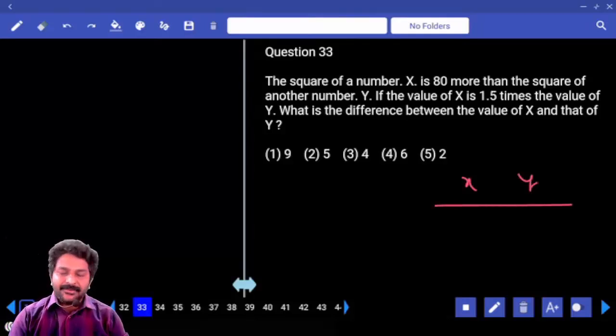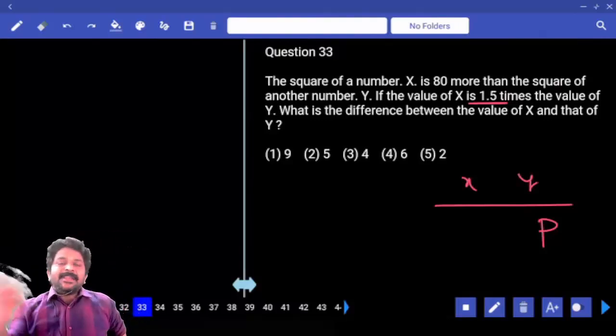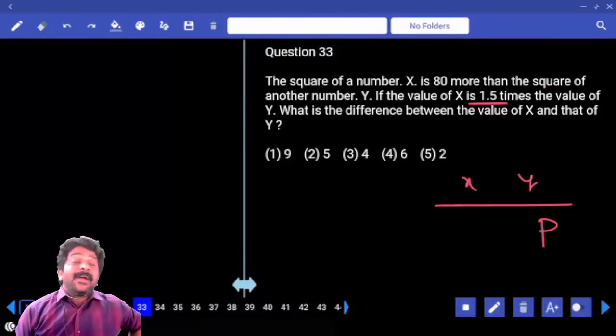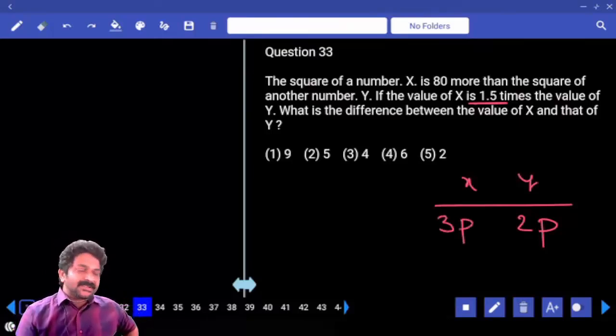Usually, if you don't know the number, you'll start with 1 part or x, something like that. But here a comparison is given. How many times did they say? 1.5, which can be written as 3 by 2. What is the denominator? I'll start with 2 parts instead of 1 part. 1.5 times means x becomes 3 parts.